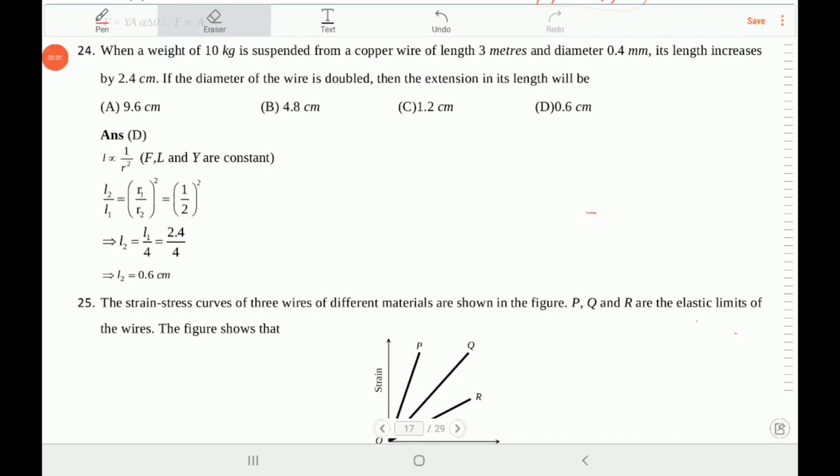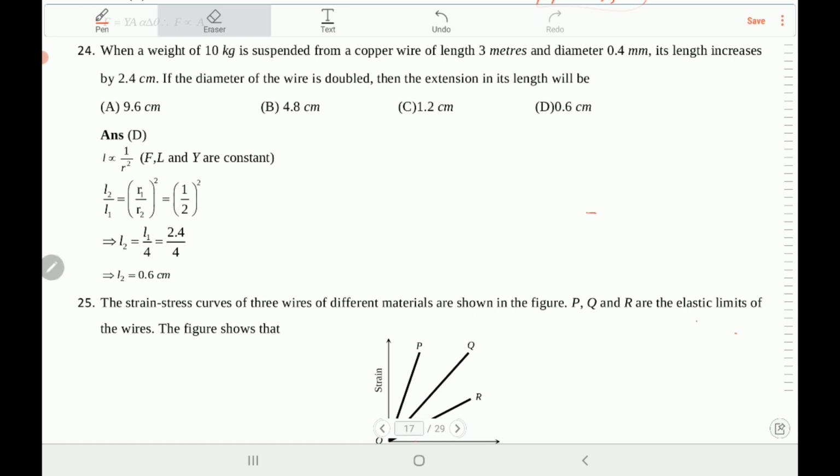Hi children, this is the third video of the chapter Elasticity, class 11. In the last two videos, we discussed some of the important applications on Young's modulus, bulk modulus. We will see some more on moduli of elasticity and the energy stored, potential energy stored, elastic potential energy. So we'll move on with the 24th problem.